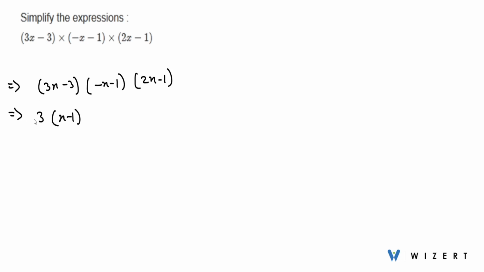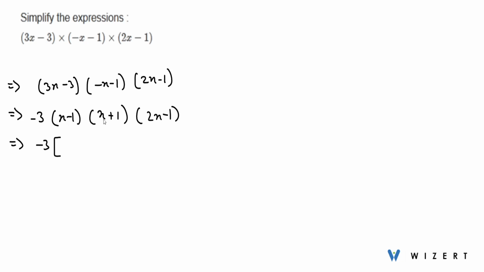So let's multiply 3 with -1, so it will become -3, and if we take -1 common from -(x - 1), it will become (x + 1), right? And then we have (2x - 1), so it will become -3. Now carefully observe over here, we have (x - 1) multiplied by (x + 1).